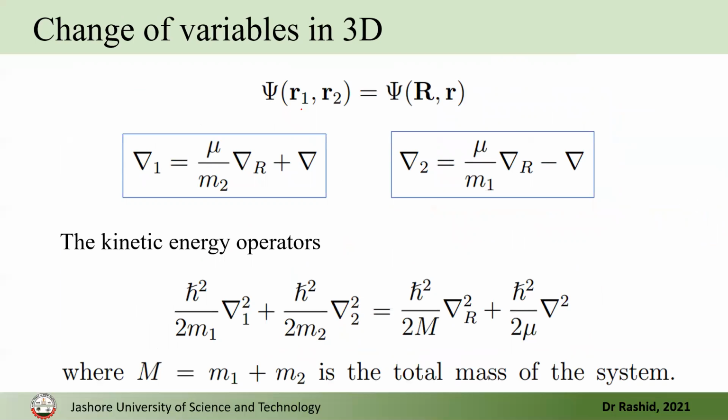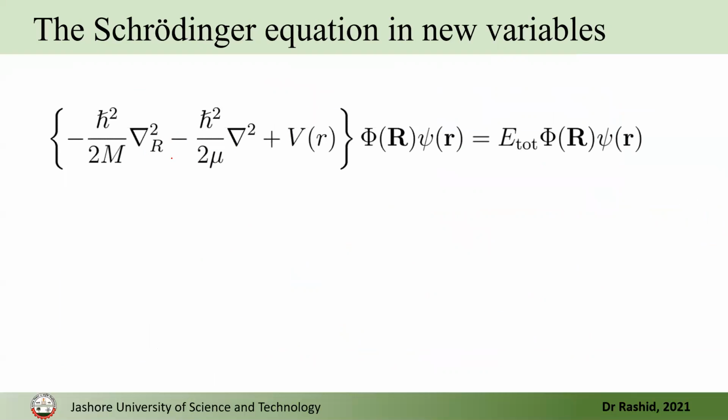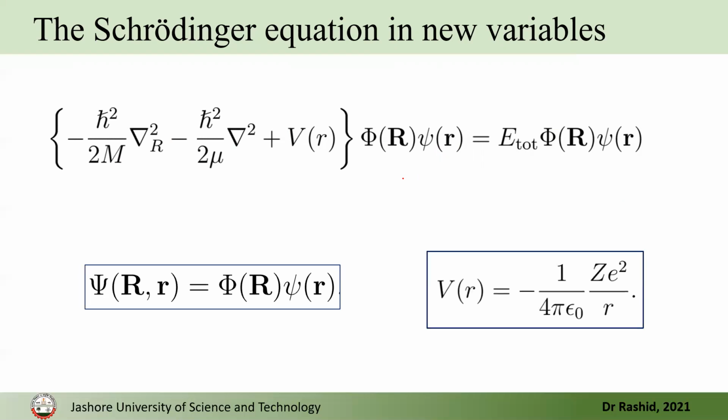Therefore, we have changed the variables from R1, R2 to capital R and small r, and we have the Schrodinger equation in terms of capital R and small r, which we will try to solve in the next video.